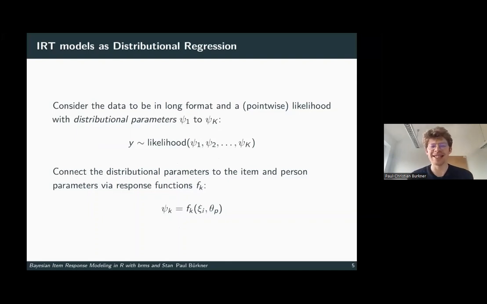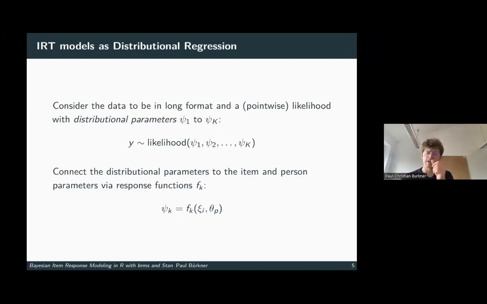Okay, so let's extend that a little bit, make it a little bit more interesting, because I want to look at IRT models in the form of distributional regression. We will later see more in terms of distributional multi-level models even. But I want to explain here what I mean by distributional regression. So first of all, we have to consider the data to be in long format.